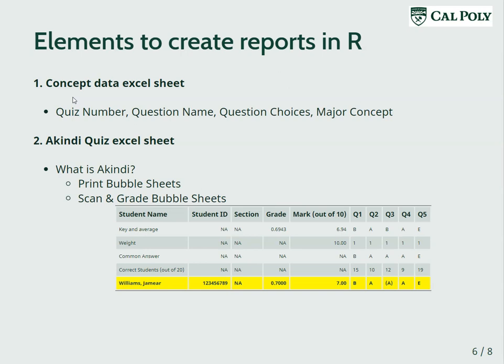What is Akindi? Akindi is an online platform that allows instructors to administer multiple choice questions via paper and pencil format. So Akindi allows you to print bubble sheets, have students fill them out. You scan the bubble sheets, and then Akindi grades the bubble sheets. And this is an example of an Excel sheet that Akindi will print out for your multiple choice questions.